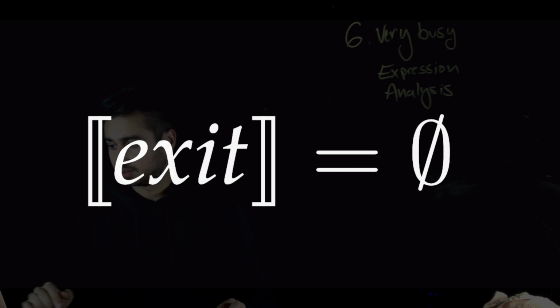The constraint variable of an exit node will just be the empty set, because no expressions are very busy at exit nodes. The rest of the rules for constraint variables will be the same as for available expression analysis, including those for branch conditions and output statements.